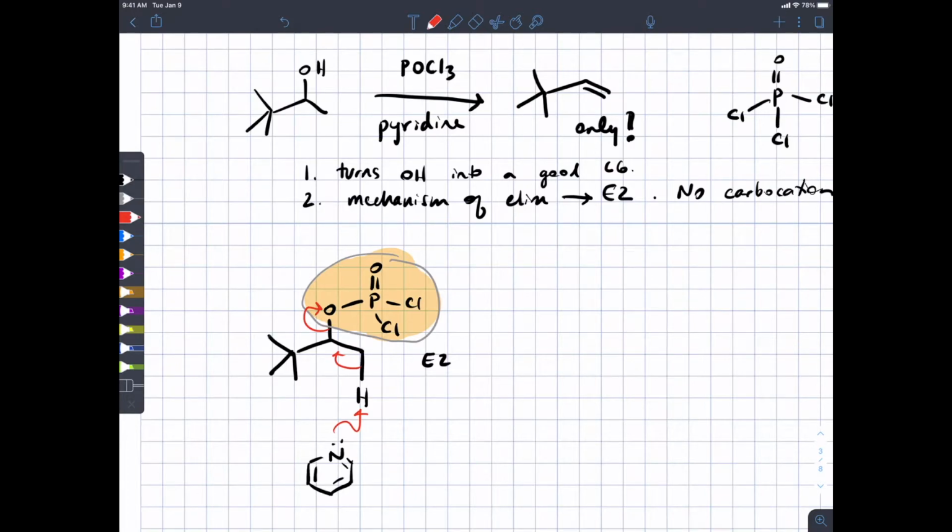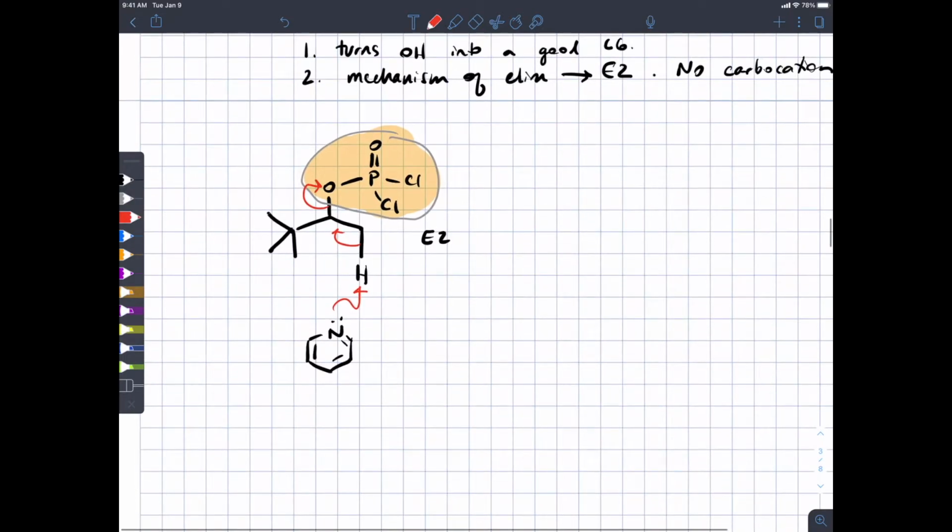Why doesn't the chlorine do the deprotonation? The text might show that. I'm not sure. I would say that Cl- is a much weaker base than pyridine, just based on the pKa's of conjugate acids. So what I've drawn is the most reasonable thing.